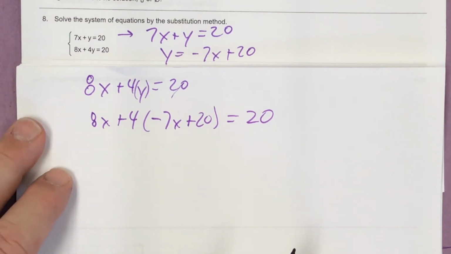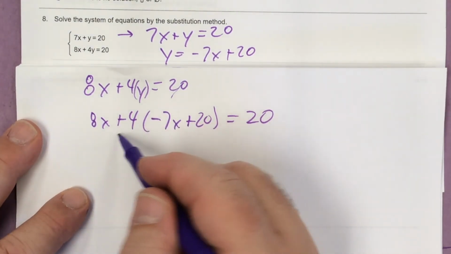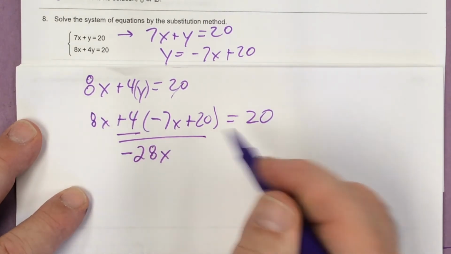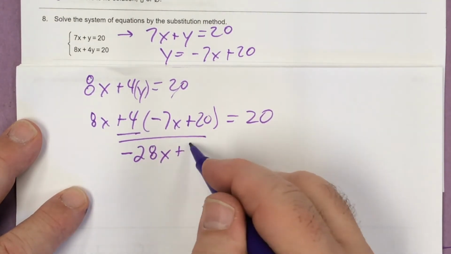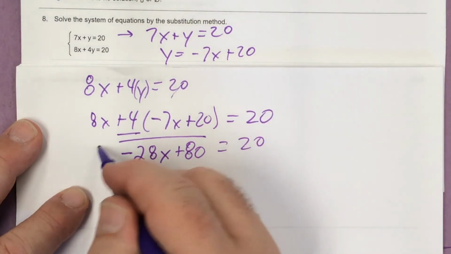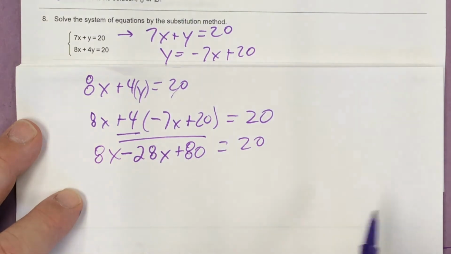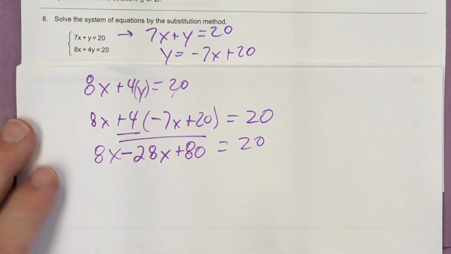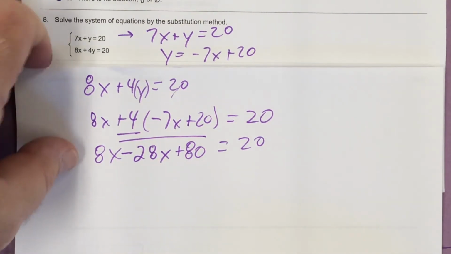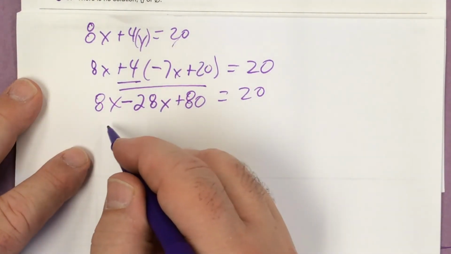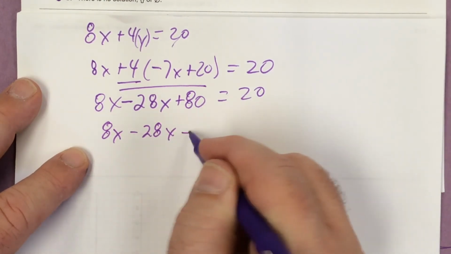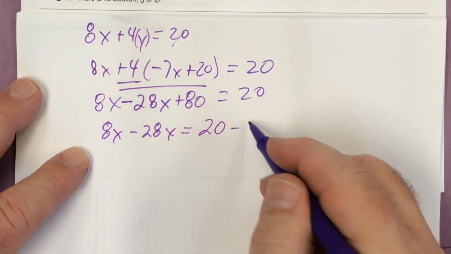And let's see what kind of result we get for this now. So if I distribute 4 through this will give me negative 28x. 4 times 20 will be plus 80. And I'm going to bring everything else down. 20 and then 8x. So I'm going to go ahead and bring the negative 80 over. So let me push this up a little bit. So it's going to give me 8x minus 28x equals 20 minus 80.